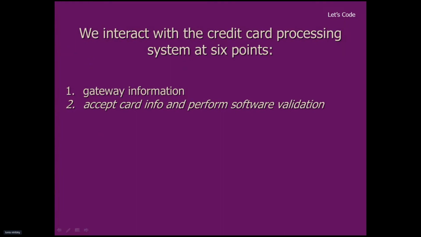The second place where we interact is accepting the credit card information and performing software validation. Now, wait, I hear you say, software validation, won't the processor kick it back if the credit card has incorrect information on it? The answer is yes, it will. But the responsible thing to do is to validate what we can on our end before we send the information off. Because by being able to inform the user of exactly what they did wrong, we avoid the processor sending back a result like card denied or invalid information or some such thing when it was a simple typo that we could have taken care of ourselves.